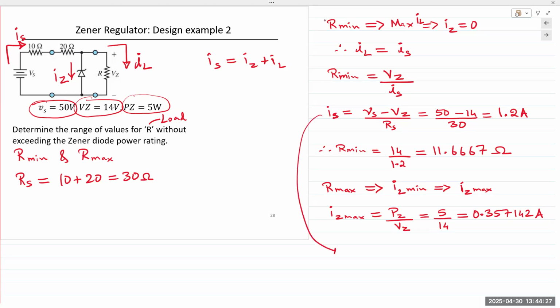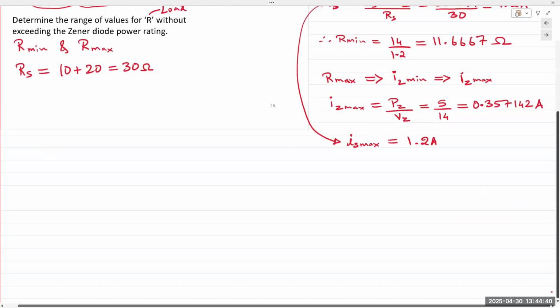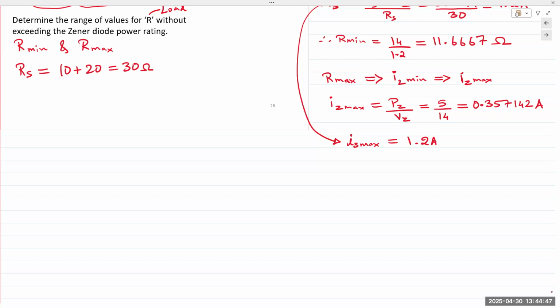The value for IS is also the maximum value that is permitted in the circuit. So IS max is 1.2 amps. IL min will occur when there's maximum supply current and maximum Zener current, leaving only a small bit to go to the load. Make sense?